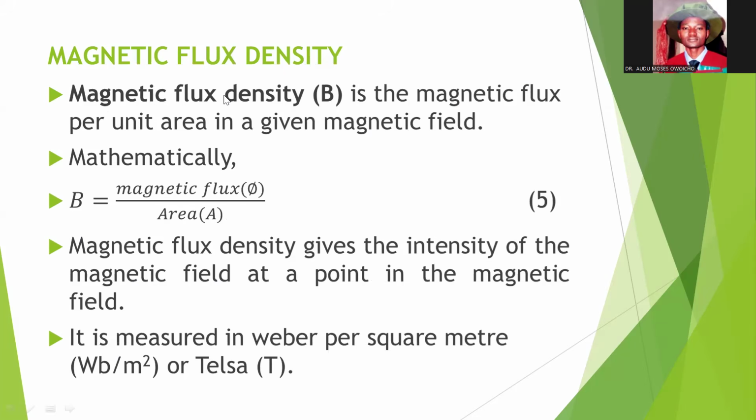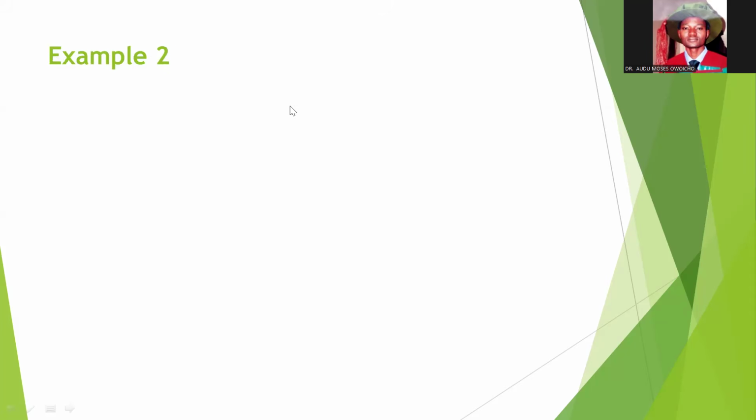Let's look at magnetic flux density. It is the magnetic flux per unit area, and it is measured in Weber per square meter or Tesla. So equation 5 gives us the expression for magnetic flux density. So if we know the magnetic flux of a given bar magnet and we know the cross-sectional area of the bar magnet, we can compute the magnetic flux density.